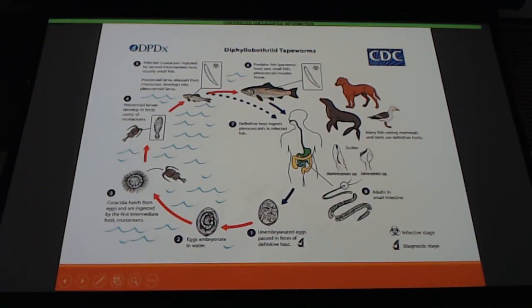All right, so remember, these are not going to be on the test. But if you look at the head on this one, look at this, what we call a bothria. They're not suckers, they're not hooks, but it's like a weird mouth, and that's what they use to attach to your intestinal lining. Okay? That's how they suck the blood out.